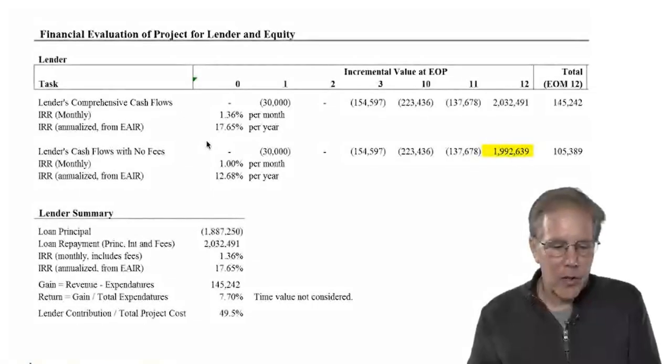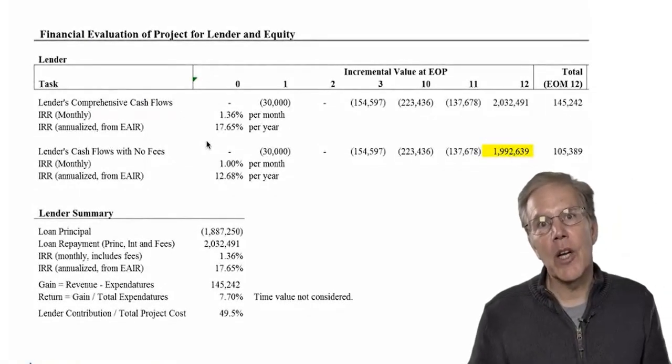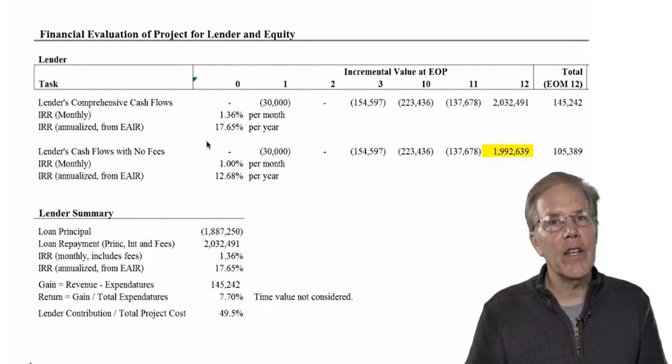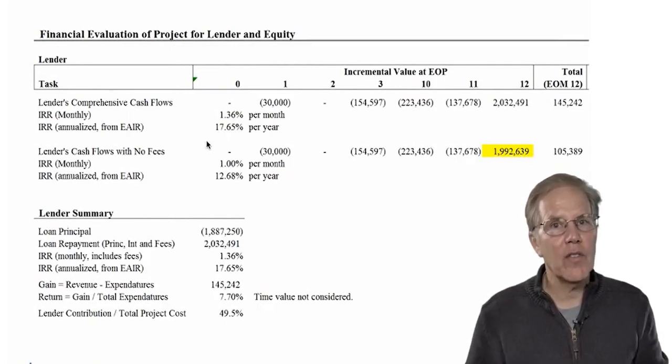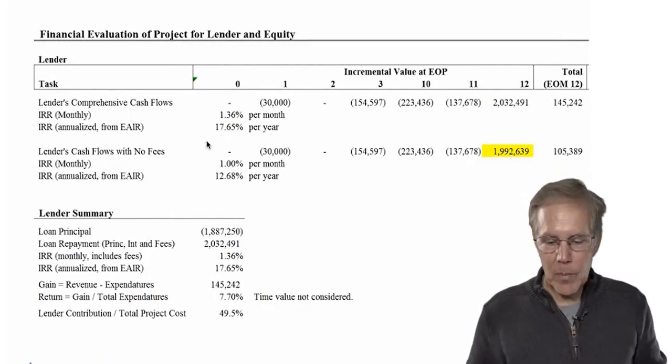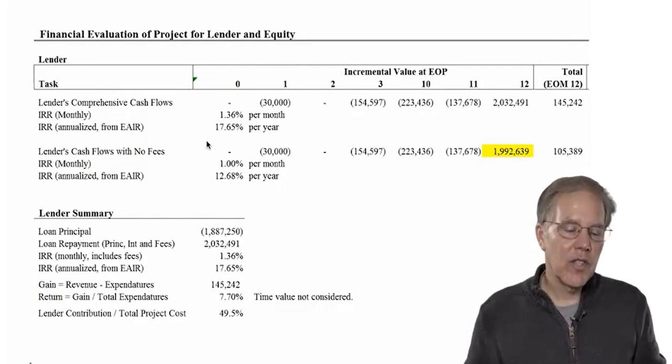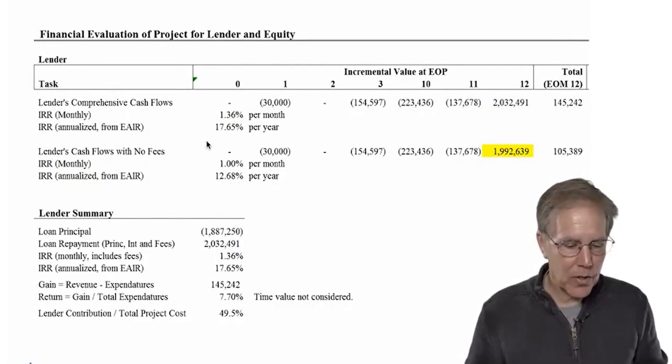So now let's evaluate this project. We know everything we need to know. We know all the cash flows for the lender. We know all the cash flows for the sponsor, for the developer. And let's go ahead and evaluate the project for each one of them in turn.